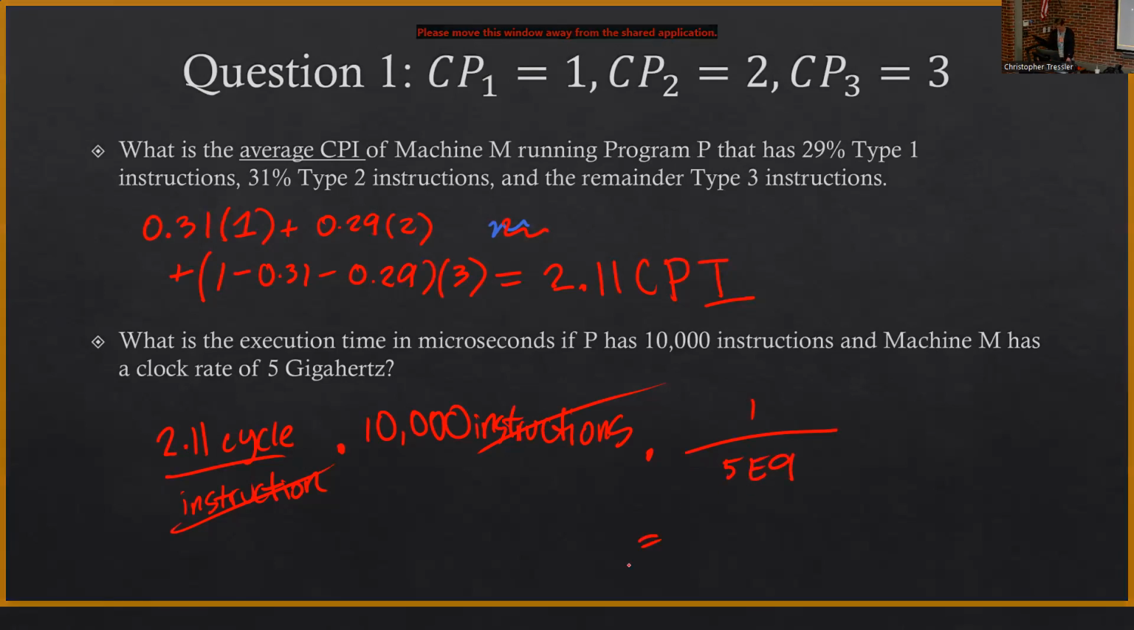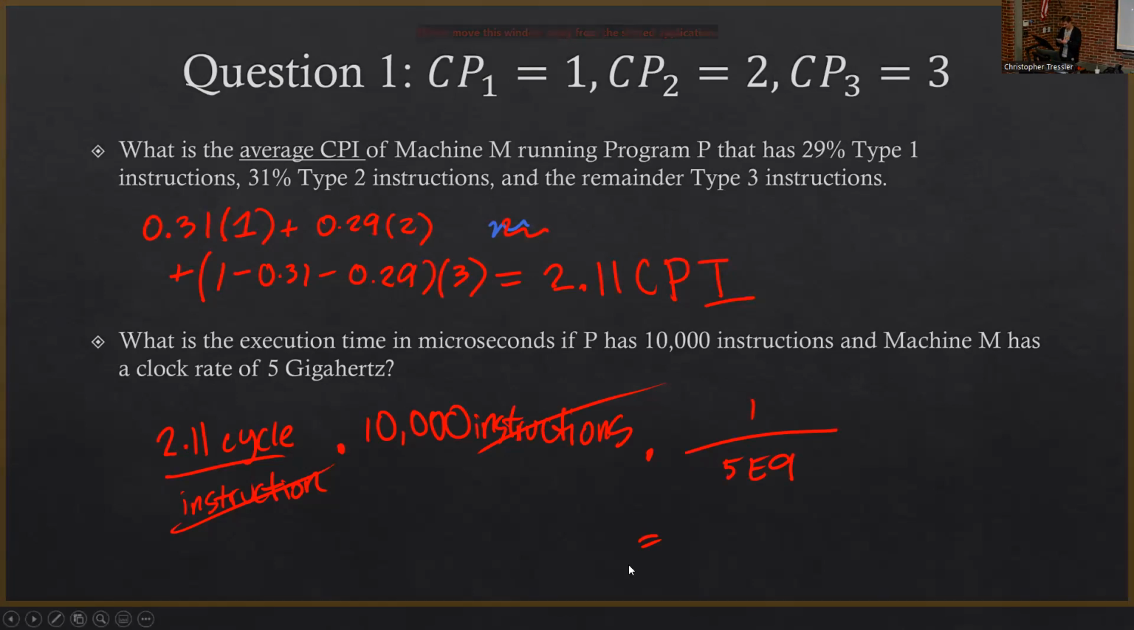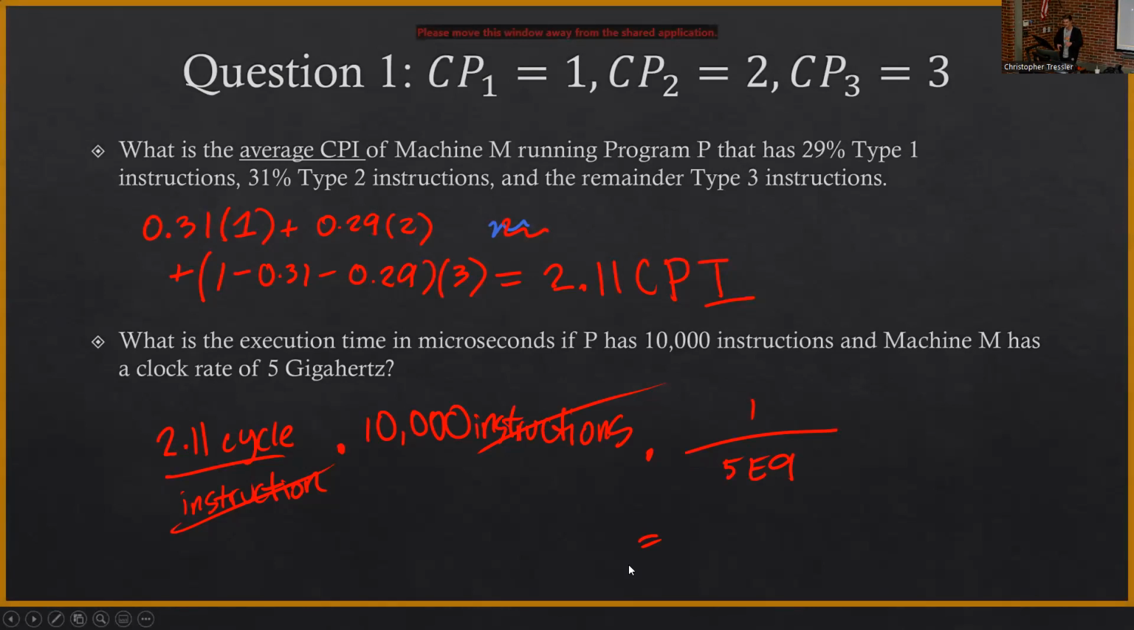And so then after we do this math, let's see. We have 2.11 times 10,000 divided by 5e to the 9th, and we get 4.22 times 10 to the negative 6. But notice it says microseconds. So because it says microseconds, we got to then multiply that by 1 times 10 to the 6th, and we get 4.22 microseconds.